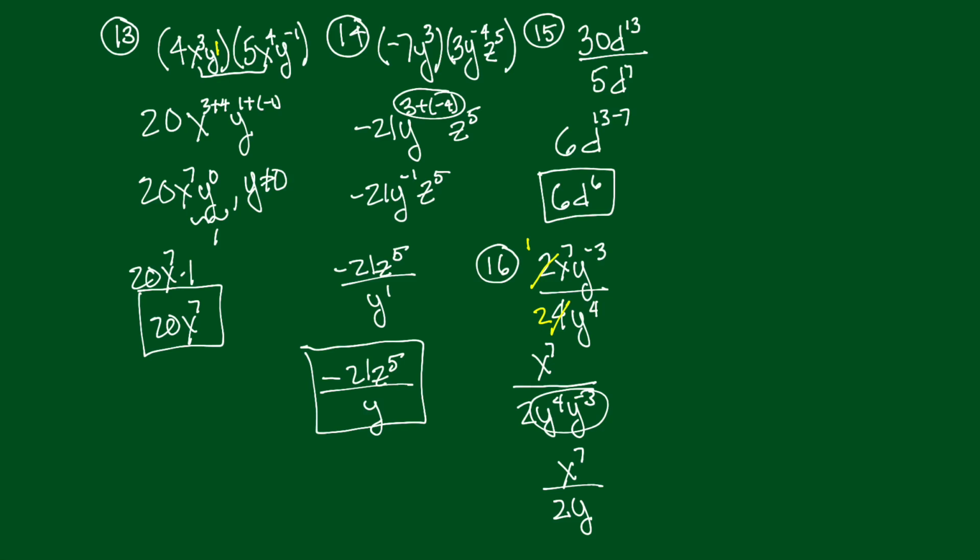Now y to the 4 times y to the negative 3, add the exponents. 4 minus 3 is a 1. I'm just going to leave it like that.